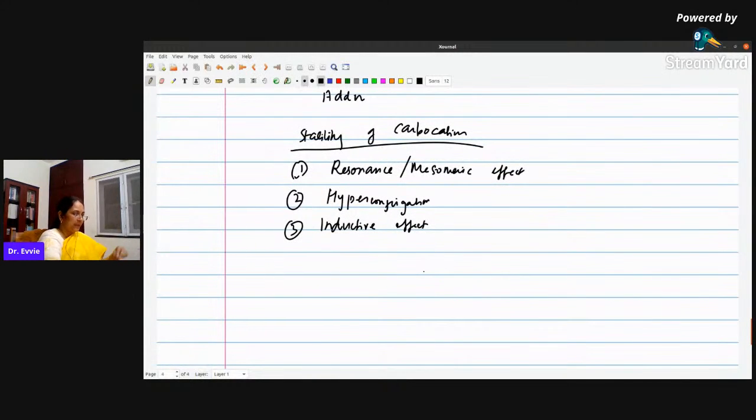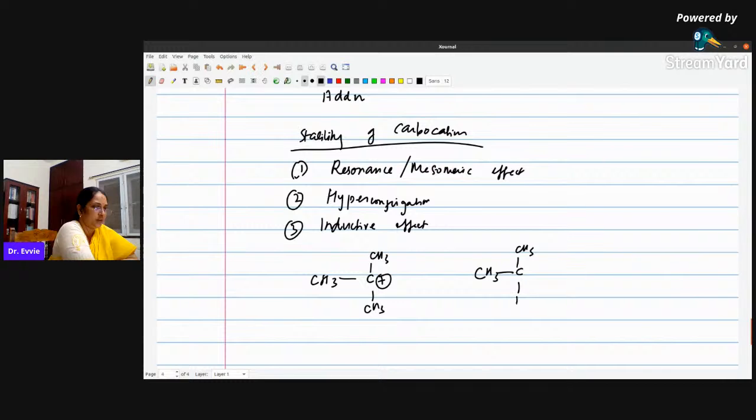Let me start with some basic thing. CH3, CH3, CH3, a carbocation. Then we have CH3, CH3. So this will be your secondary, and this will be your primary, with a plus charge. Now, what is the order?